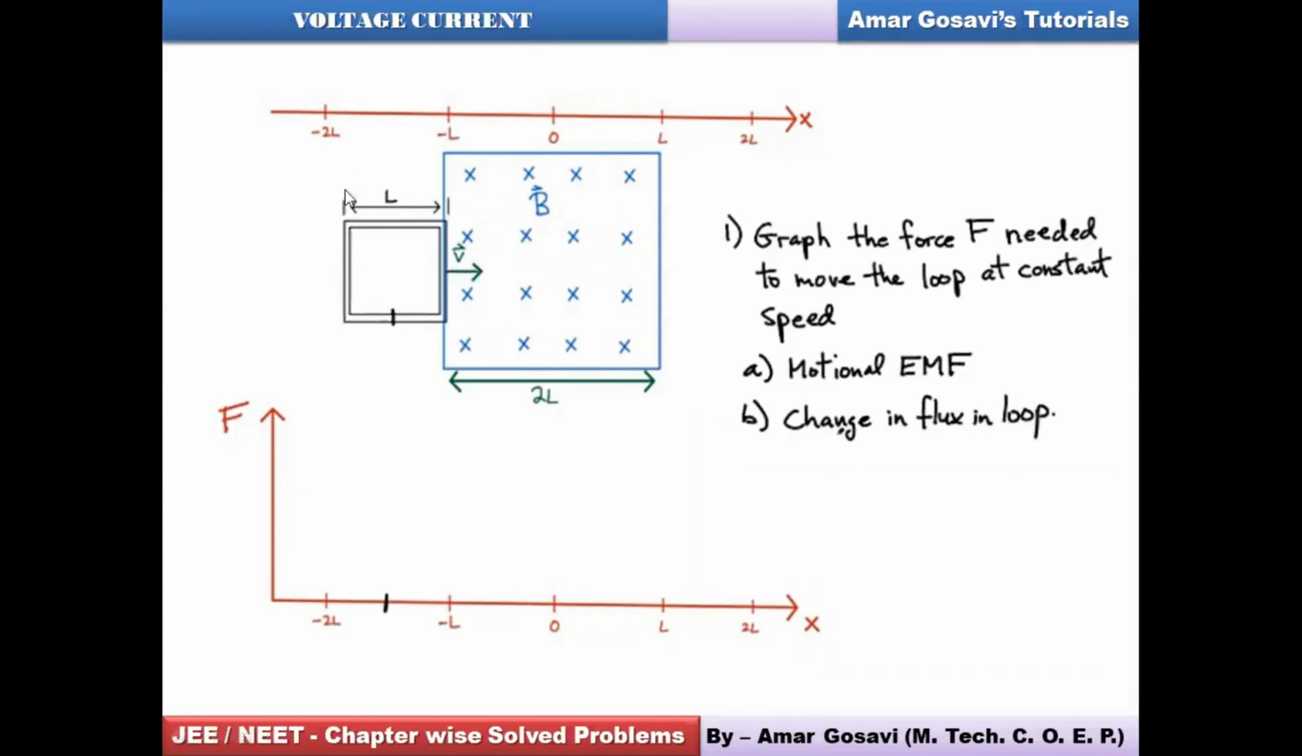You can see the different positions marked at minus 2L, minus L, then 0, L and 2L. We are moving it from minus 2L to L. Whenever I am moving it, obviously there will be some EMF generated and I will be plotting that graph. Second thing, we are supposed to think about motional EMF, the EMF which is generated because of this motion and the change in the flux in the loop.